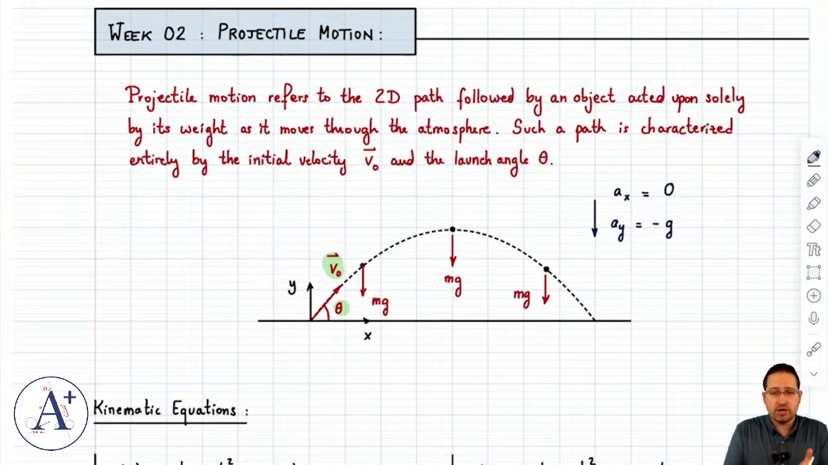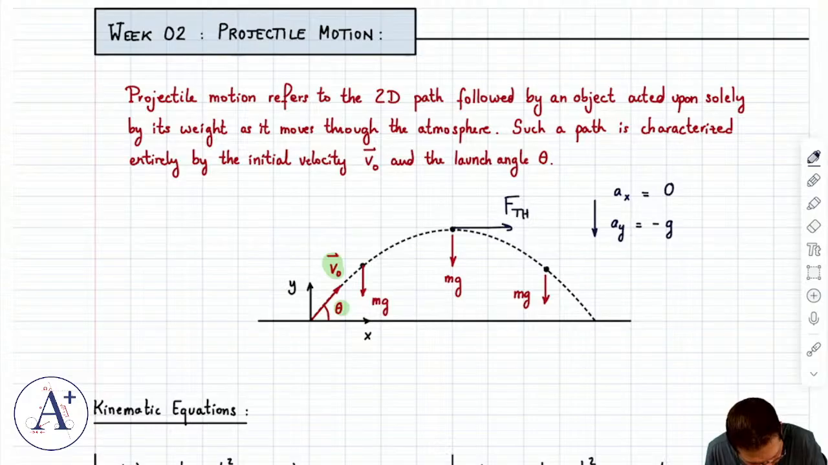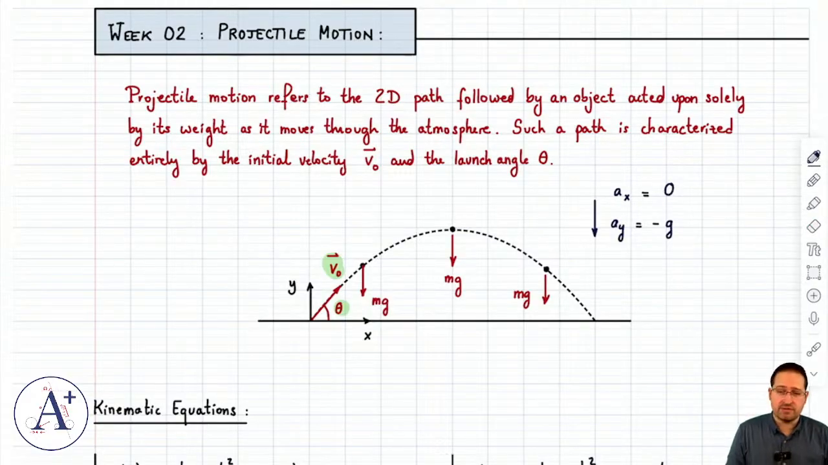Now, to have an acceleration in the x direction, maybe this would need to be a firework that is being thrusted forward like that. Then I would have an acceleration horizontally. But here I'm not going to have a horizontal acceleration. In other words, the shadow of the golf ball on the lawn moves at constant speed as the ball flies through the air because there is no acceleration. Okay, so that's acceleration.